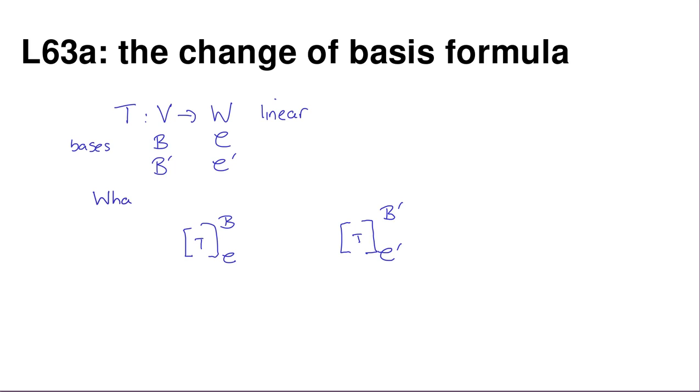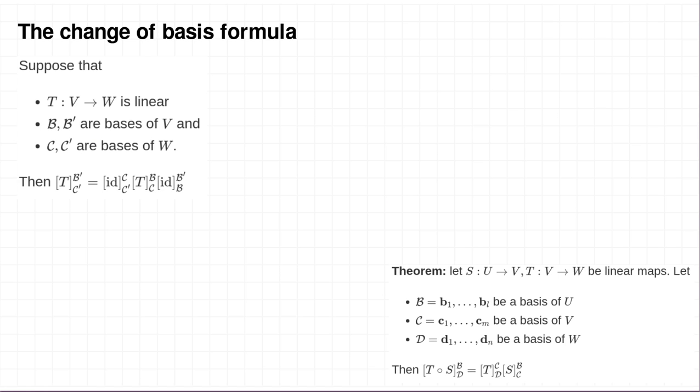So again, it's natural to ask, what is the relationship between those two things? They both express the same information, that is, they describe the linear map T, but they do it in different ways. So there should be some kind of connection between them. This connection is called the change of basis formula, and we're going to prove it in this video.